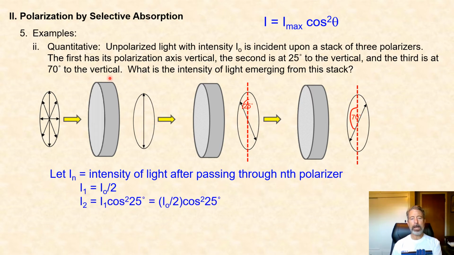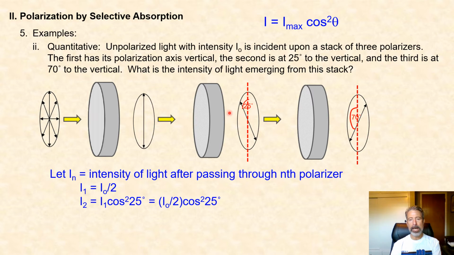So I2, the intensity of the light that emerges from our second Polaroid filter, which is now behaving as an analyzer since it's polarized light that strikes it, according to the law of Malus, will be equal to I1 times the cosine squared of 25 degrees. It's very important you know what this angle is. This angle theta is the angle between the direction of polarization of the polarized light and the transmission axis.